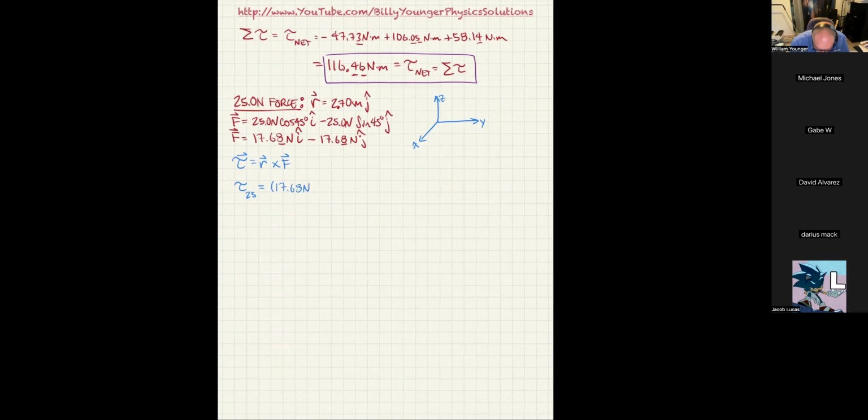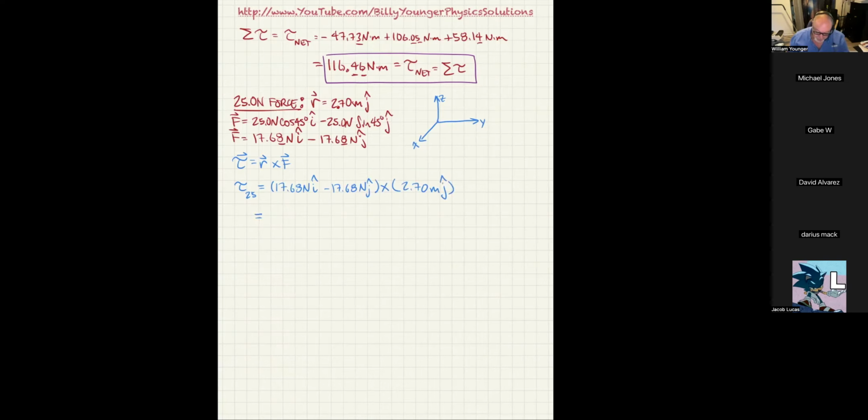But what we're going to do is we're going to say this is 17.68 newtons i hat minus 17.68 newtons j hat cross. So notice I just put that big old cross right in there. Crossed with 2.70 meters j hat. Okay.